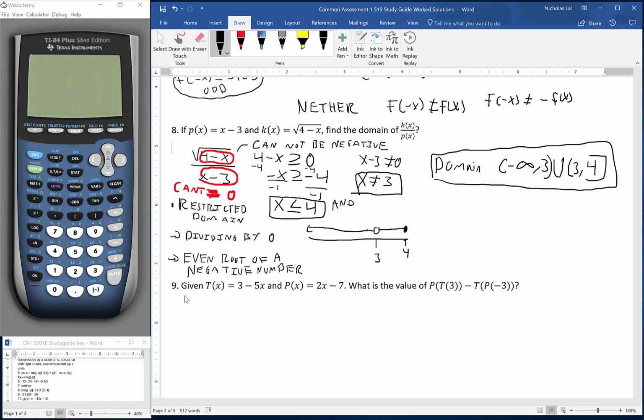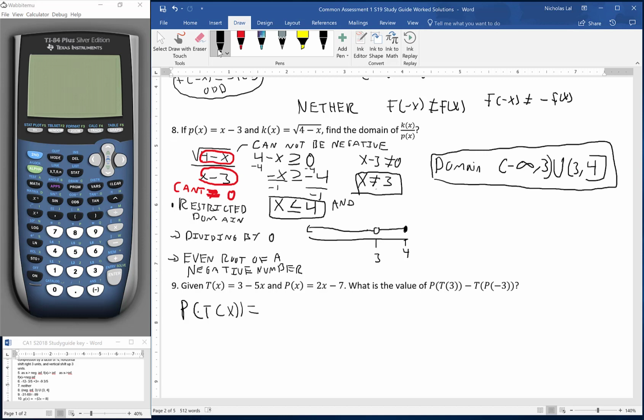Well, let's find p of t of x. p of t of x is equal to p of t of x. We have to plug t of x into p of x. So t of x is 3 minus 5x, and p of x is equal to 2x minus 7. We just plug t of x into p of x.